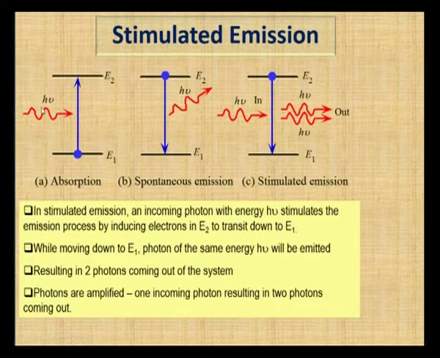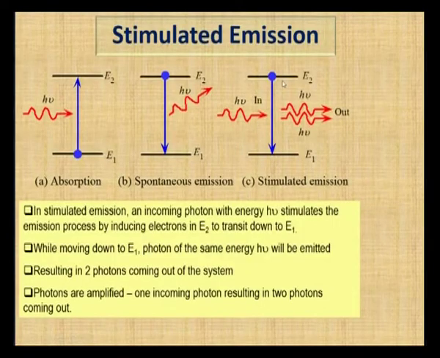Next, h nu represents the energy of a photon. In spontaneous emission, the atoms in the higher energy level come down to the lower energy level by emitting a photon of energy h nu. This is spontaneous emission. Now, the important one is stimulated emission, the principle on which the laser works.